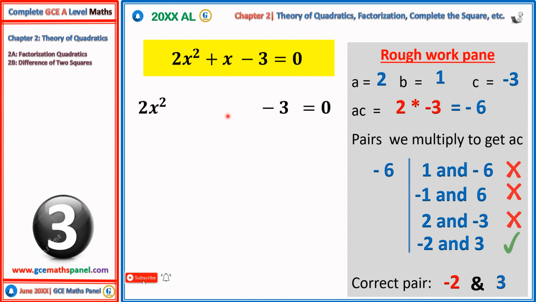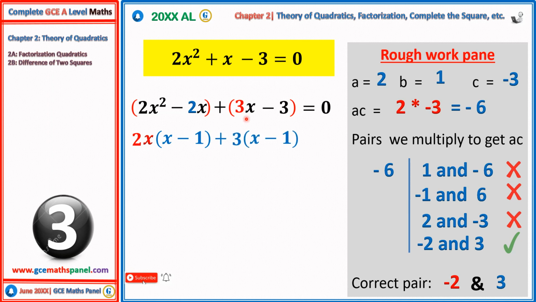So our equation becomes 2x squared minus 2x plus 3x minus 3 equals 0. We group them. We factor out the first one. The highest common factor is 2x. We open the brackets. 2x squared divided by 2x is x. Minus 2x divided by 2x is minus 1. Bringing down our plus sign. The highest common factor in the second group is plus 3. So plus 3x divided by plus 3 is x. And minus 3 divided by plus 3 is minus 1. The brackets are the same. That's equal to 0. We copy out one of the brackets and the rest in another bracket.